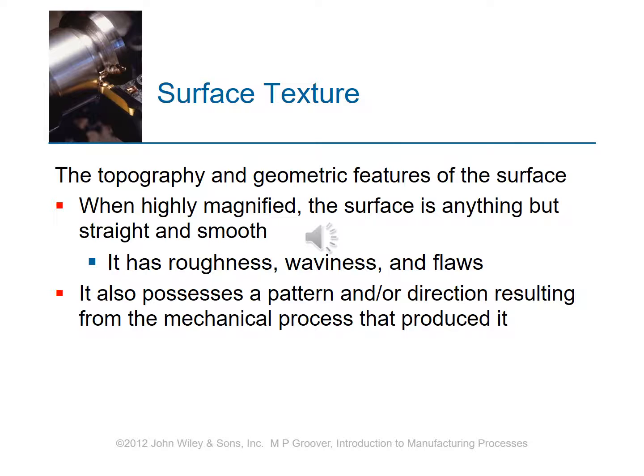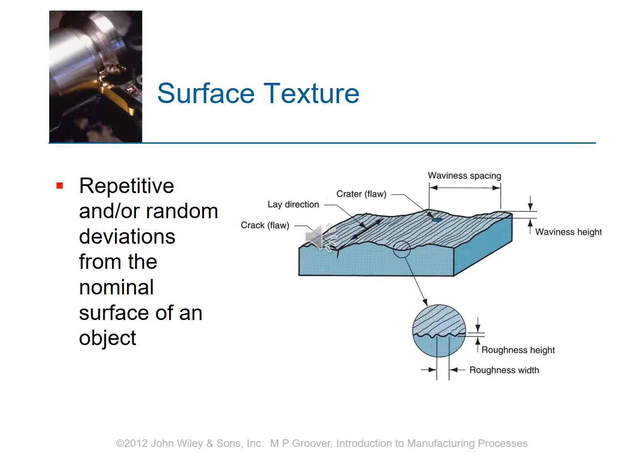It also reveals flaws. There's a pattern or direction from the process. You can tell when something's been turned. You can just actually see the little grooves that the tool makes. And how you process it has a lot to do with the surface texture. There are some deviations from what's the normal, right? And you can see he's got these cracks.